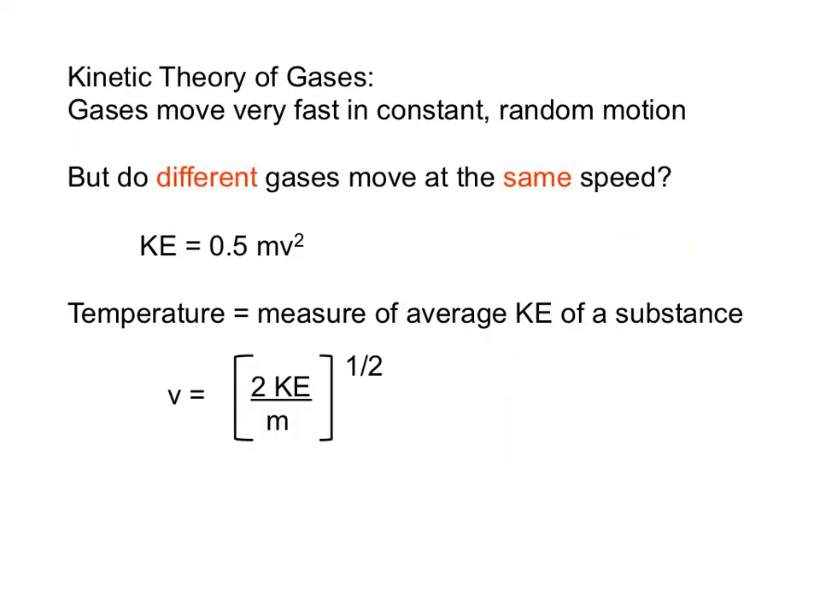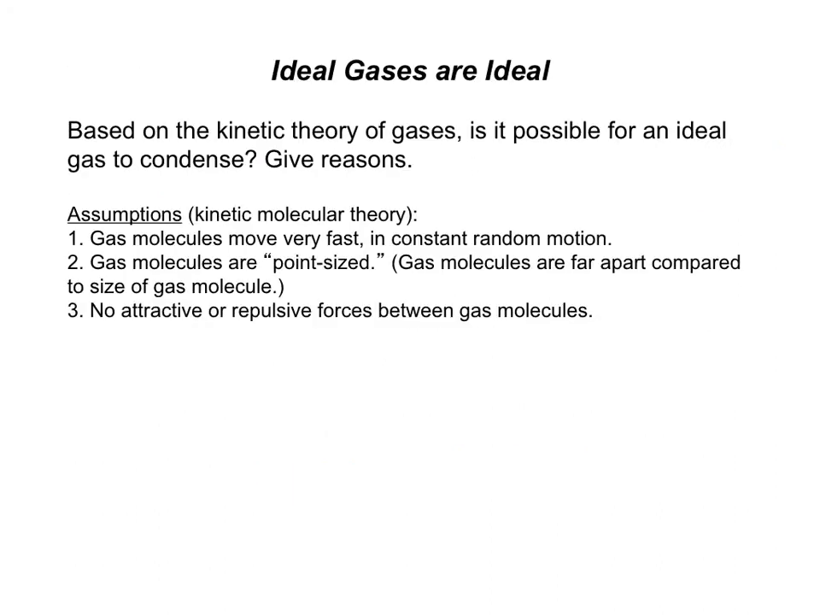We assume gases move very fast in constant random motion, but do methane, water, and CO2 move at the same speed at room temperature? Stop the video, look at these two equations, and answer that question. And the answer is: m is mass, so larger gas molecules move slower than small gas molecules.